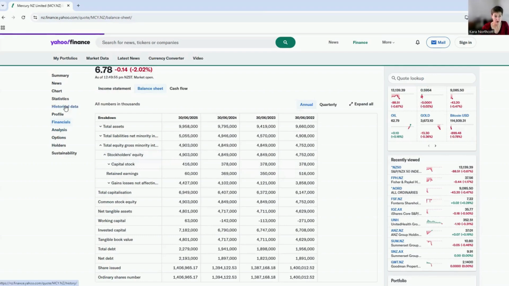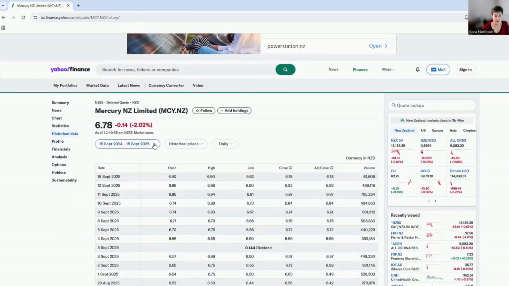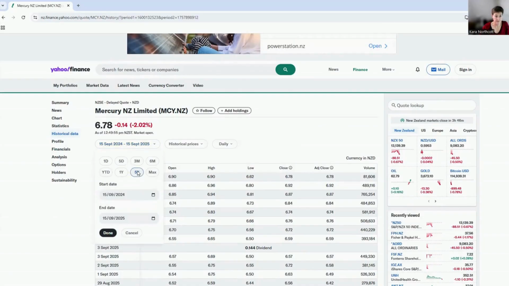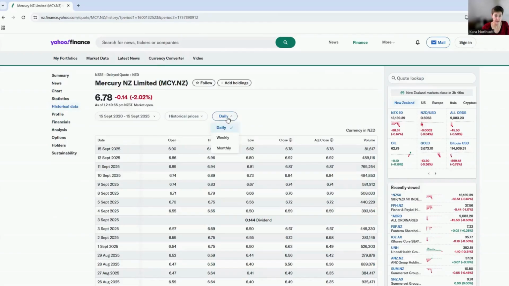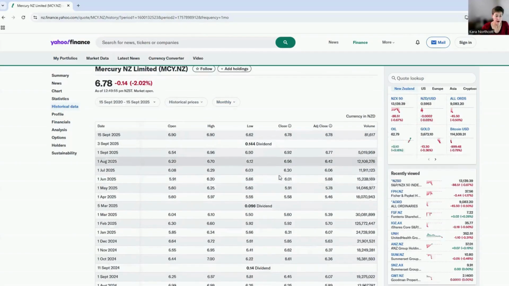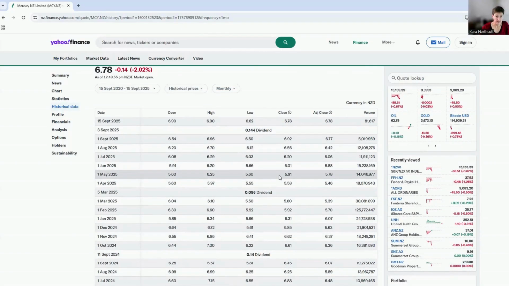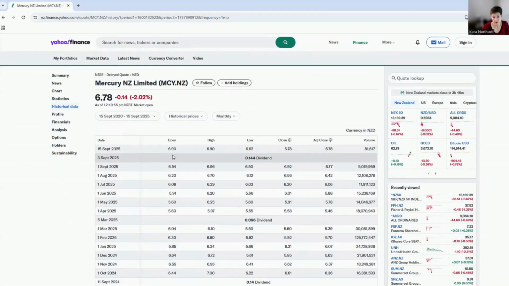We can look at historical data. Now, if I click on that, at this stage, it's just brought up the last 12 months. Now, we can click on that drop-down box and let's go for the last 5 years. Now, if I go to the very right-hand side, let's click on monthly. So here we go. For the last 5 years, broken down to each month, you can see what the open was of Mercury Energy, the high, the low, and the close, and the adjusted close.